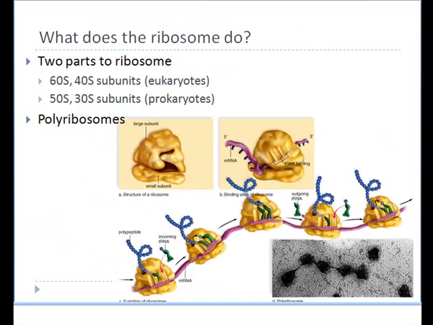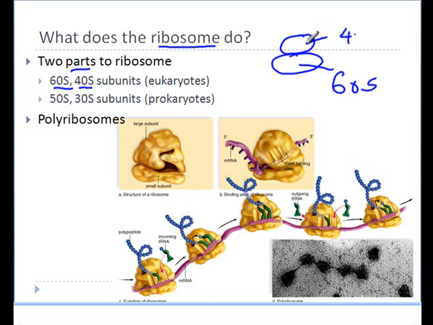Now let's look at the ribosomes and see what the ribosome is composed of. Ribosomes are made up of two parts, one on top of the other, and the two parts together are the ribosome. Now ribosomes in eukaryotes are composed of two subunits, that is 60S and 40S. The larger unit is the 60S unit, and the smaller one is the 40S unit. In the prokaryotes, however, you have the smaller, which is 30S, and the larger, which is 50S.